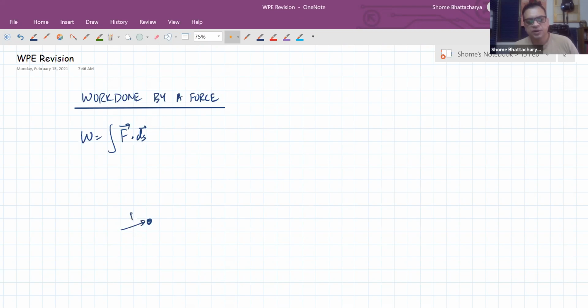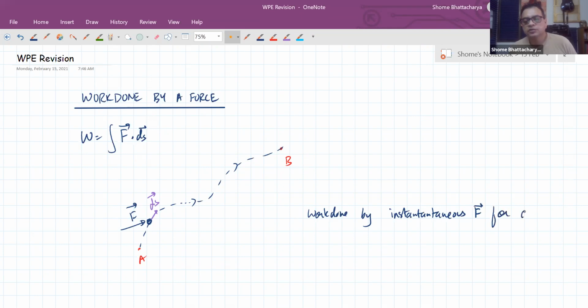Okay, so if a force F is acting on a particular particle while it is making a displacement from some initial position, let's say A, to this final position B along this kind of path, then at any instant in between the total journey from A to B, if the instantaneous value of force is F and the displacement during a small interval of time is ds, then the work done by instantaneous force for this differential displacement ds is F dot ds.